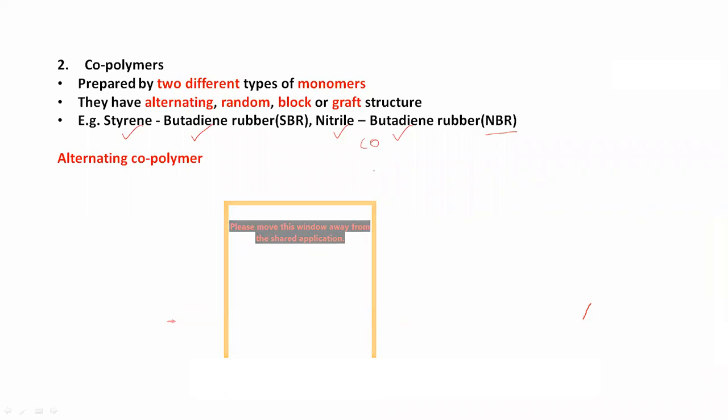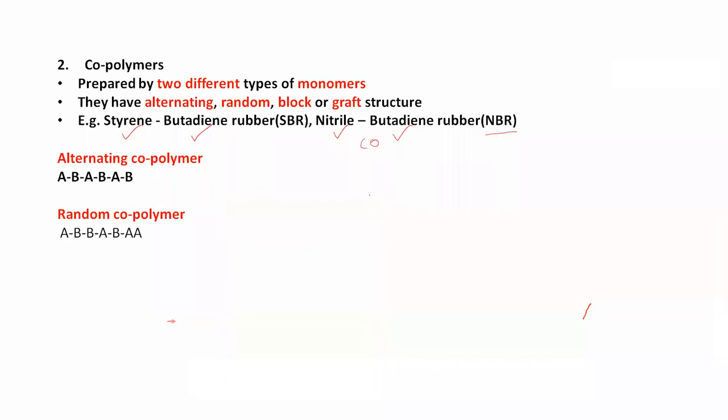Now, as mentioned, they have alternating, random, block, or graft structure. Alternating means what? Let us see. A is one monomer, linked to B, again to A, again B, A, B, A, B. So a perfect alternating sequence. A and B are monomers. Then a random copolymer: a copolymer, but there is no sequence. A is linked to B, then 1A, 1B, 2A, randomly 3B, maybe 4A, a random sequence. So that is a random copolymer.